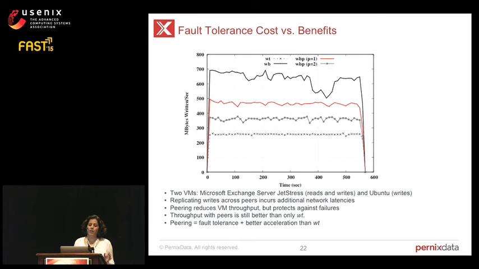Then the graph shows what happens when there is 1 peer, and then when there were 2 peers. When peering is in place, every write incurs an additional network latency, because you have to transmit the write to another peer. Because of that, your throughput reduces. When 2 peers were used, the throughput reduced even beyond when 1 peer was used.